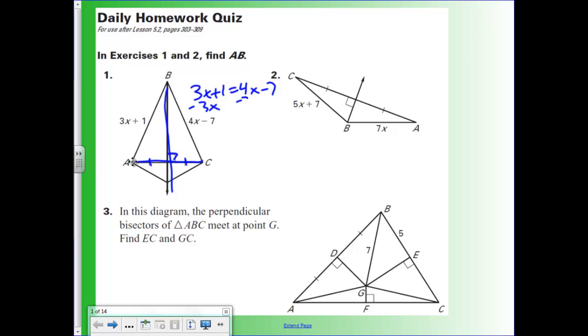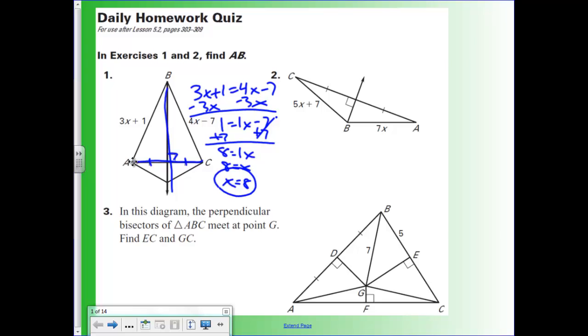If we move our 3x over, bring down your 1. 4 minus 3 gives me 1x. Bring down my minus 7. Now we can add our 7 over. I get 8 equals 1x, or if you say 8 equals x, or if you say x equals 8, either way. Did I answer the question? It says find AB. Here's AB.